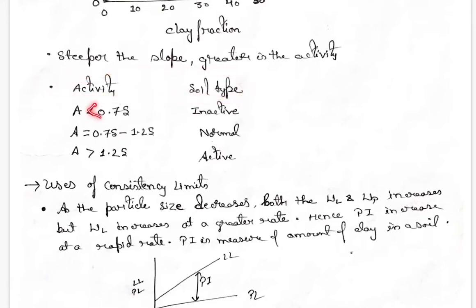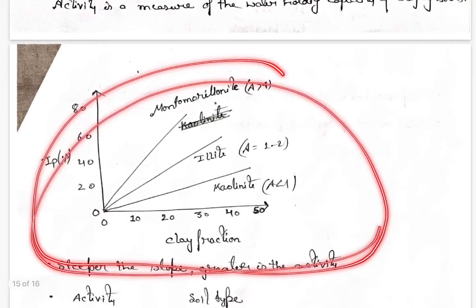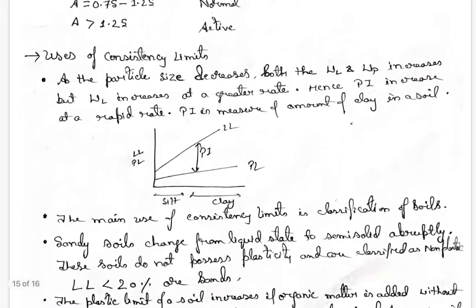एक्टिविटी एंड सॉइल टाइप. तो एक्टिविटी अगर 0.75 से कम है तो उसको इनएक्टिव सॉइल बोलते हैं. अगर 0.75 से 1.25 है तो नॉर्मल सॉइल बोलते हैं. और अगर एक्टिविटी ग्रेटर देन 1.25 है तो सॉइल को एक्टिव सॉइल बोलते हैं. ठीक है. ओके. ये जो आपको यहाँ इतनी चीज़ें दिख रही है ना, मैं इस पर वापस आऊँगा. ओके.